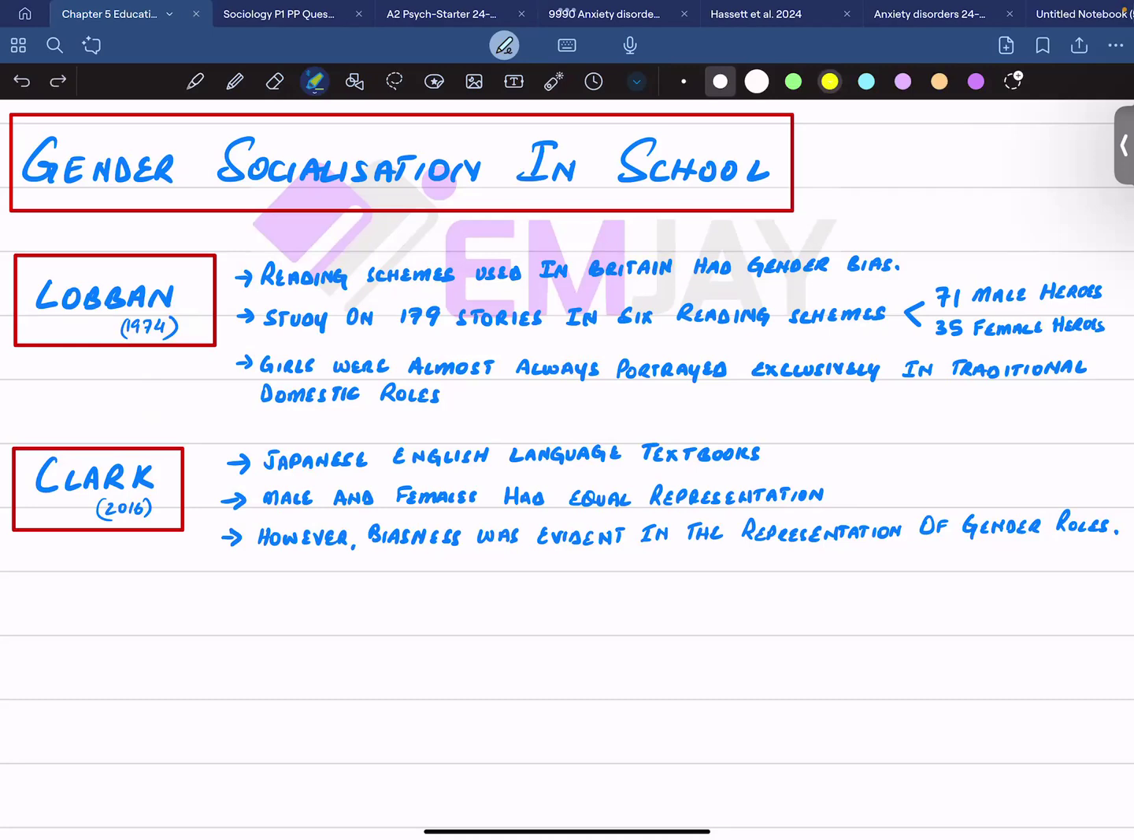However, the biasness was still evident. This biasness was still evident in the representation of gender roles, the way these different gender roles were defined, the way these different gender roles were prescribed. There was still biasness to be found in them. So we're done with Loban, we're done with Clark.